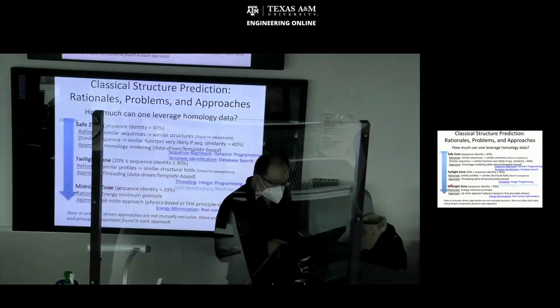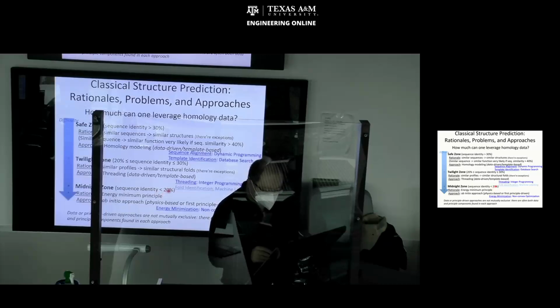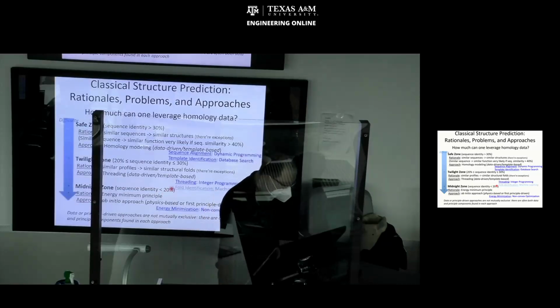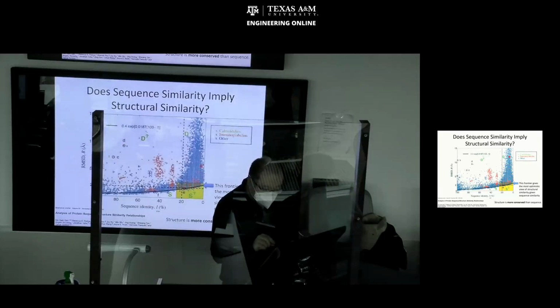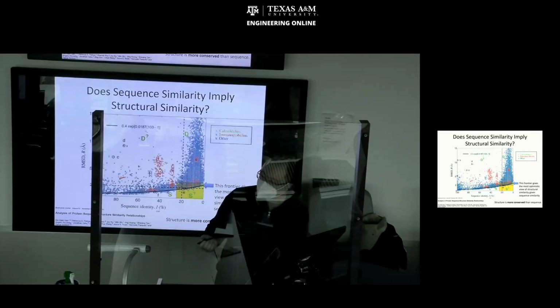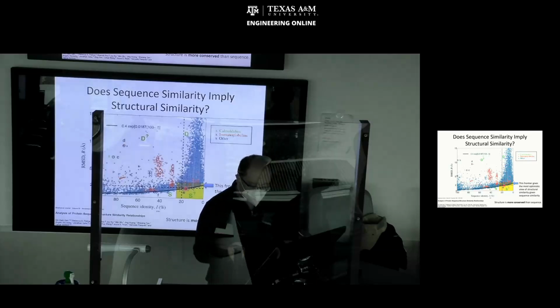And then if you go to the other extreme, I call it the midnight zone because it's very dark, the sequence identity is less than 20%. In other words, you are in that broad range here. You have all these sequences whose similarity is below 20%. Some of them have very similar structures, but some of them have very different structures. And you'd have no idea which ones can be good templates, right? Because the only information you have is in the sequence. In the sequence space, they are just below 20%.